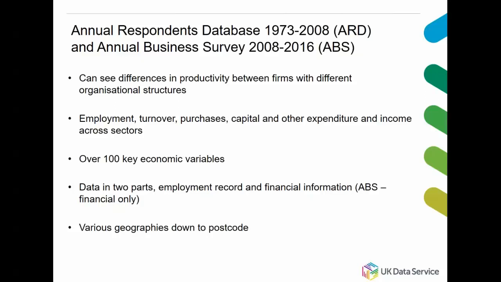ARD is a census of large businesses and a stratified sample of smaller ones. And it's created out of other surveys, the ABI1 and the ABI2. They're converted into a single consistent format linked by IDBR references over time. The ABS replaced ARD in 2008, although it only collects financial data. Employment data at this point was collected by the Business Register and Employment Survey.